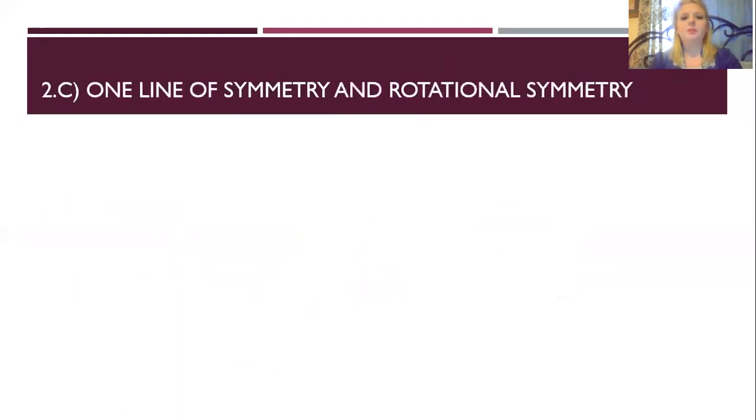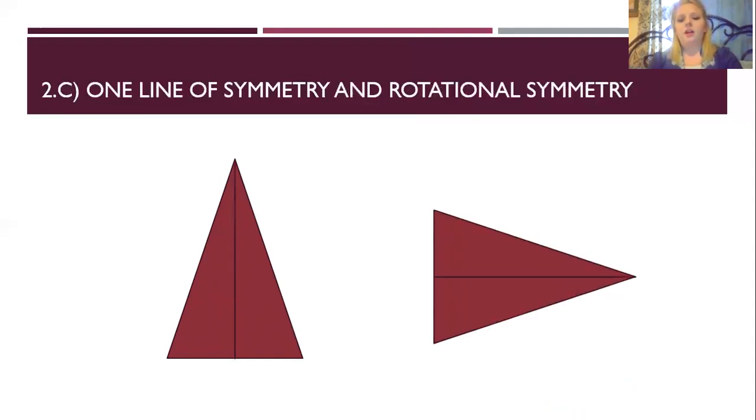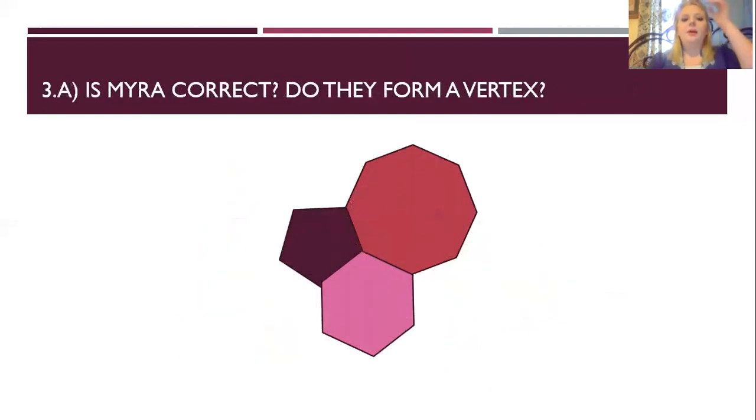Okay, it says one line of symmetry and rotation symmetry. And that is going to be this triangle right here. We can cut it right down the middle, and we can rotate it on its side, and it can be straight across.